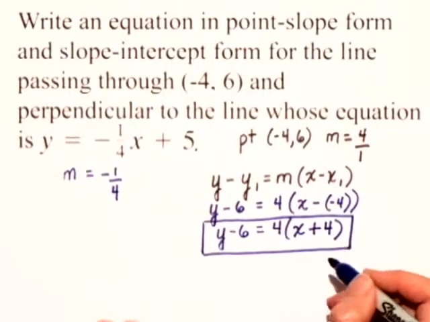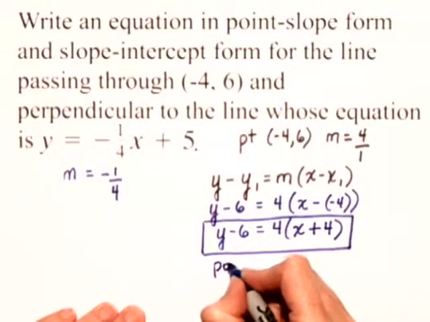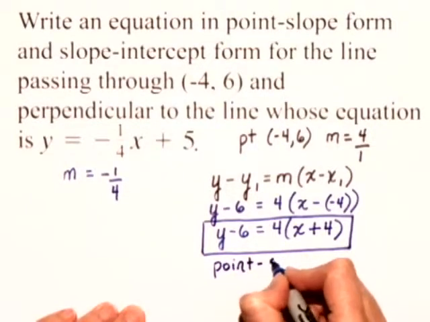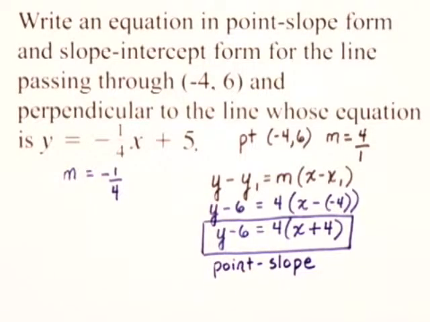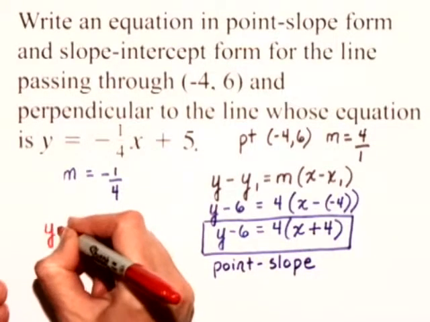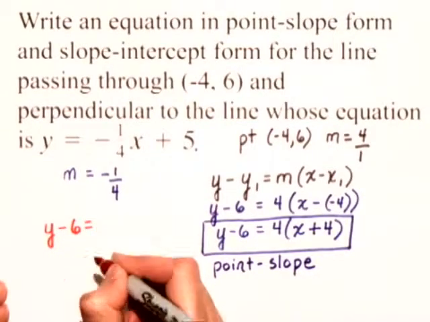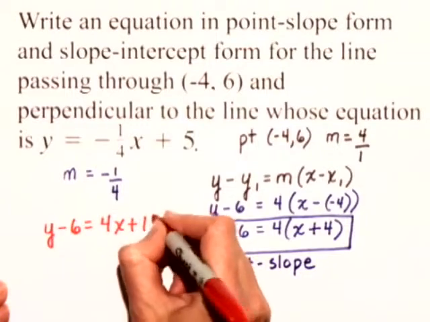But we were also asked to write it in slope-intercept form. So this is our point-slope form. And in order to write it in slope-intercept form, I'll do that right over here in red. We'll just start right where we left off, and we'll distribute the 4 through on the right-hand side. And we'll have y minus 6 is equal to 4x plus 16.